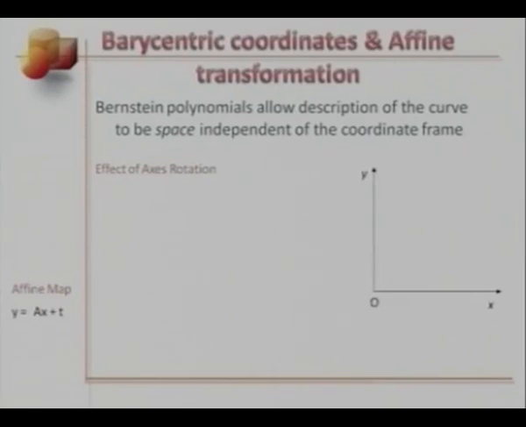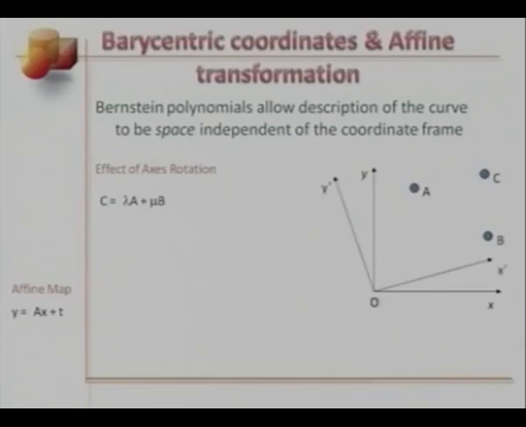We have a two-dimensional Cartesian space. We have a point A, another point B, and a point C, which is represented as a weighted linear combination of points A and B. Here the weights are scalars lambda and mu.